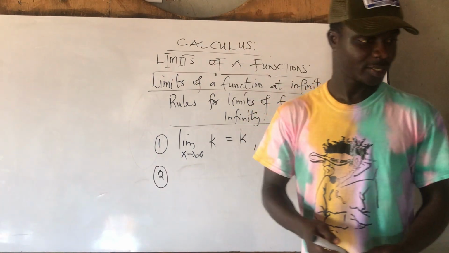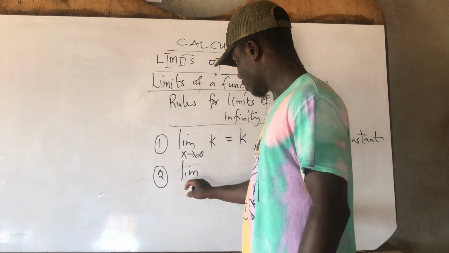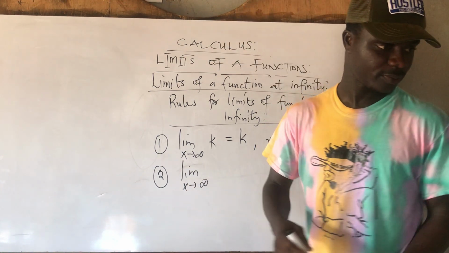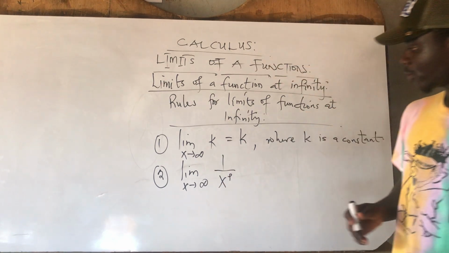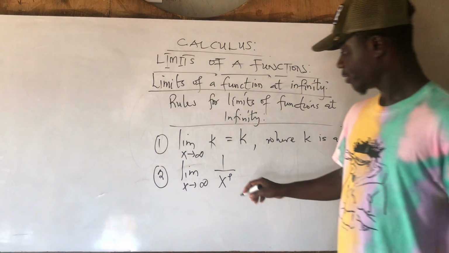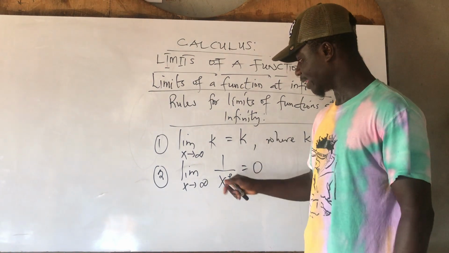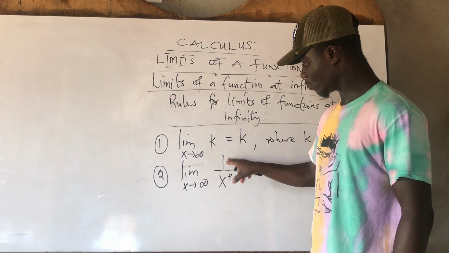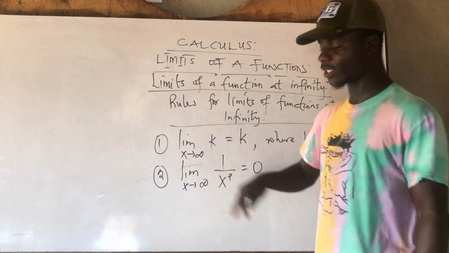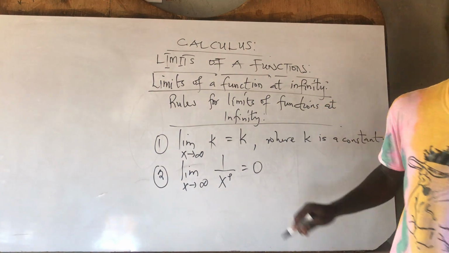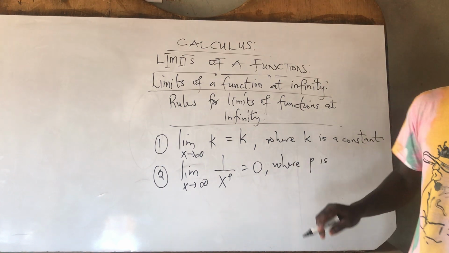Rule 2. The limit as x approaches infinity of 1 over x exponent p. The value is 0. What will be the limit of this function 1 over x exponent p as x approaches what? Infinity. It will be 0. Where p is a positive constant.